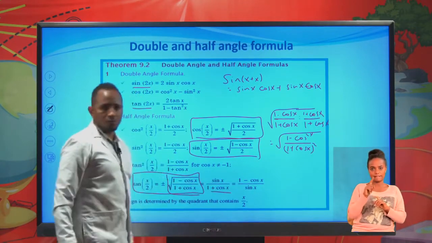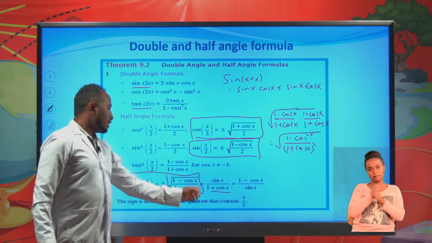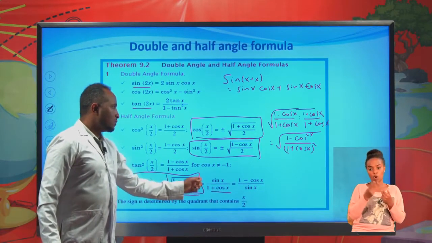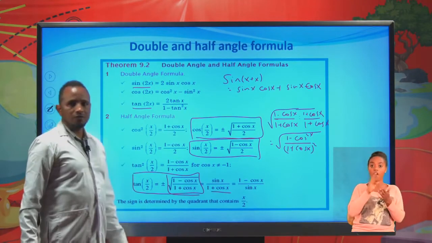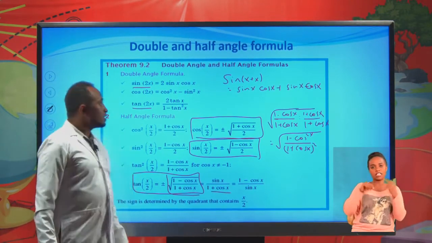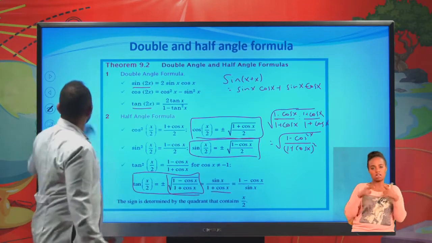You can do the same for this one by multiplying both numerator and denominator by 1 minus cos x. Okay, so these are the formulas, half and double angle formulas. Now let's try to apply these formulas.